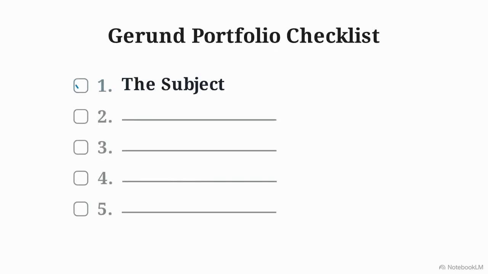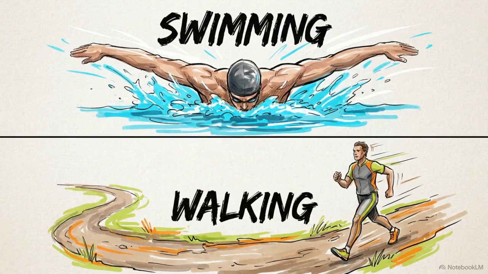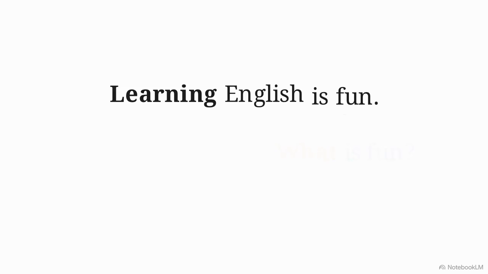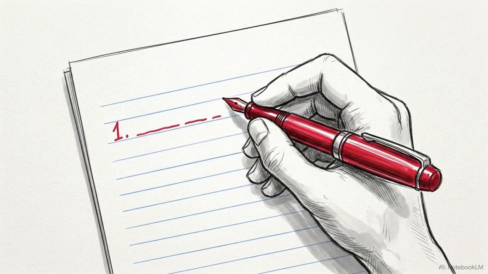We will follow this 5-step checklist. Step 1 is placing the gerund at the very beginning of the sentence as the subject. This is how we describe general activities, like swimming is good exercise, or walking keeps you healthy. In the sentence, learning English is fun, we apply the test. What is fun? Learning. The ing word is functioning as a noun. Now, pause the video. Write your first sentence on your paper, starting with a gerund.